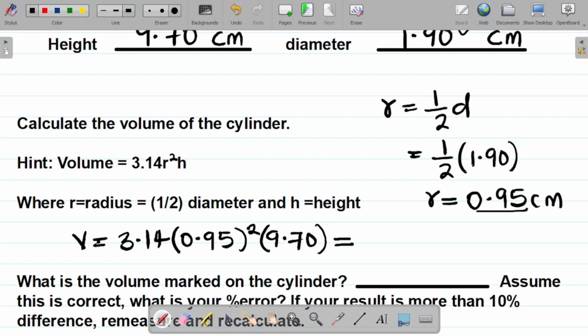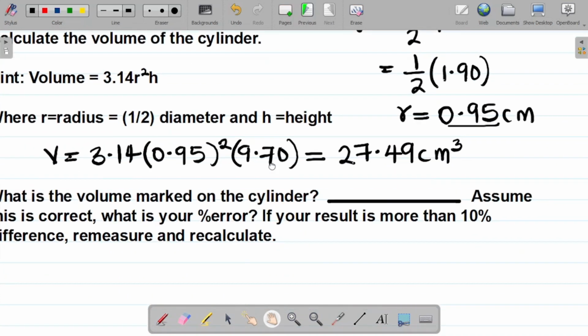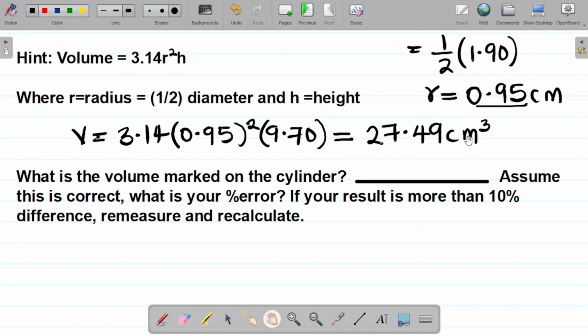Let's see the value. So I'll get my calculator and punch 3.14 multiplied by 0.95, which is the radius, all squared, then multiplied by 9.70. My value here is about 27.49. The volume obviously is in cm cube. So I have 27.49 cm cube as my answer. All right, proceeding. So I found the volume here as 27.49 cm cube.